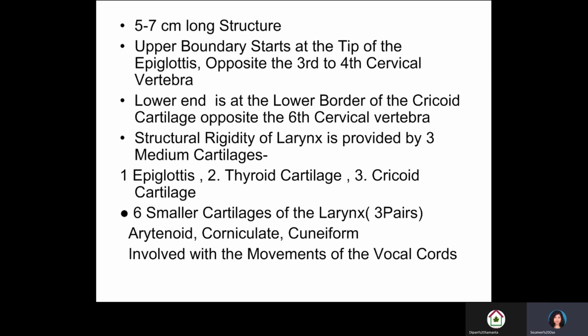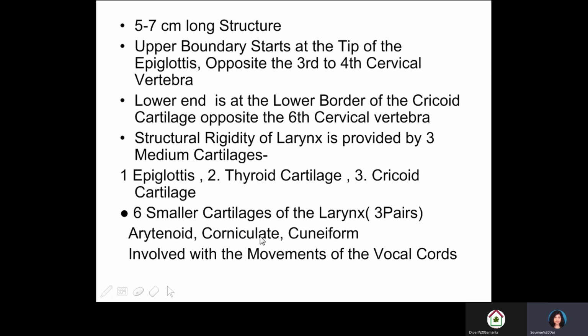Now, the 6 smaller cartilages of the larynx. Apart from these 3 unpaired cartilages, there are 3 pairs of cartilages. So there are 3 paired cartilages, meaning 6 in number, and 3 unpaired cartilages, meaning 3 in number. The paired ones are arytenoid, corniculate, and cuneiform: one pair of arytenoid or 2 arytenoid cartilages, one pair of corniculate or 2 corniculate cartilages, and one pair of cuneiform or 2 cuneiform cartilages. Together there are 6 cartilages.